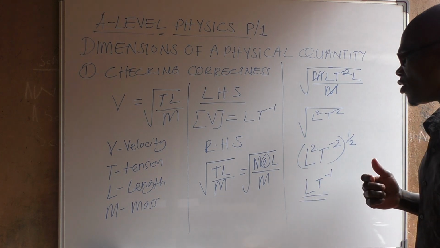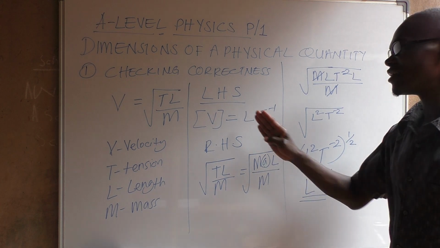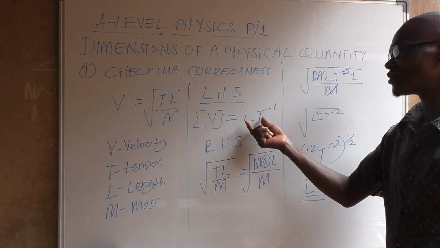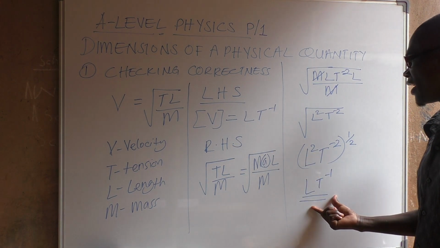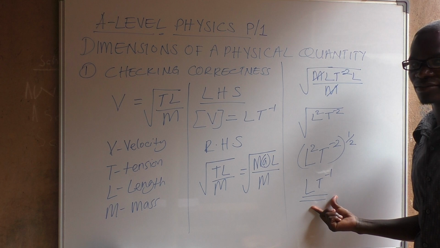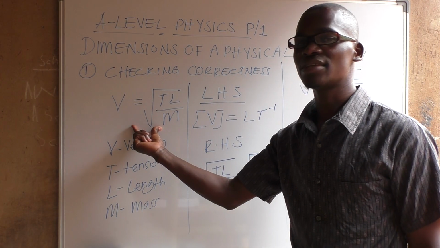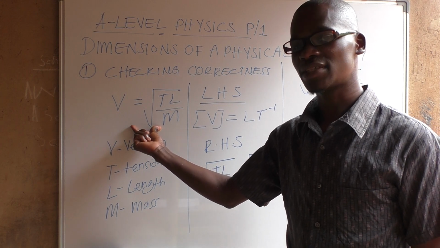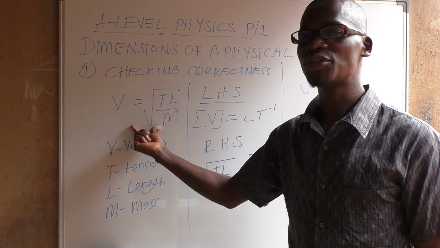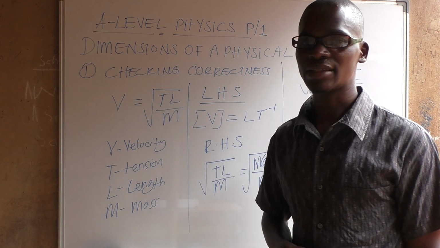And we shall compare our results on both sides. On the left hand side, we had length per time. On the right, we are having length per time. Therefore, this equation is dimensionally correct or consistent. That is how we check the correctness of any equation.